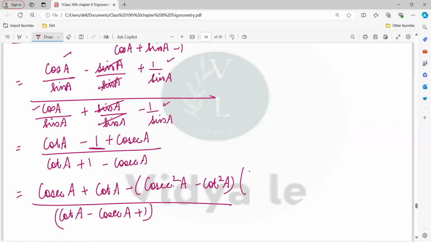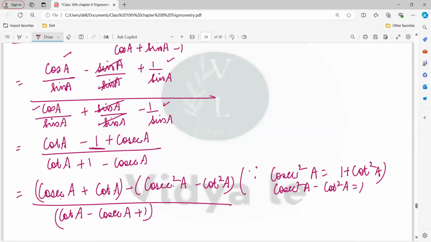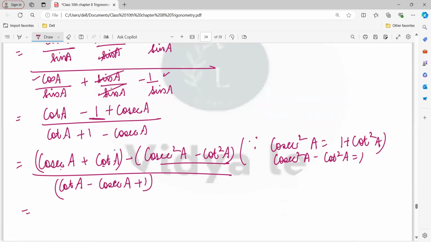Why have we used it? Because we are given cosecant square A is equal to 1 plus cot square A, right? And from this, 1 is equal to cosecant square A minus cot square A, right? Now, if we look at this, let's simplify it first of all. This is A square minus B square, which can be written as A plus B into A minus B.